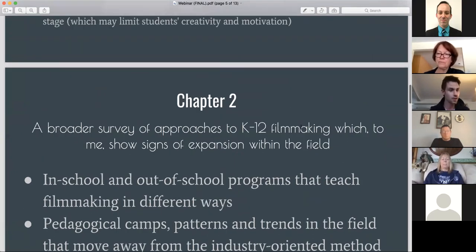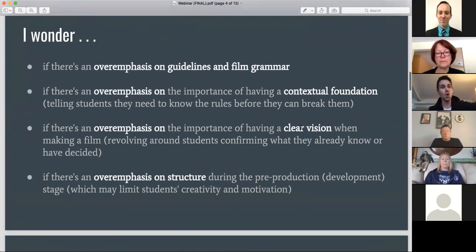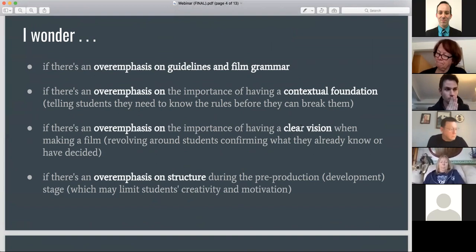Oh, I'm sorry. Let me quickly ask a question. This is the end of chapter one. So just a couple of questions for you guys in general. Related to this, where do you think there's room for growth in terms of K-12 filmmaking pedagogy today? That's just a general question.